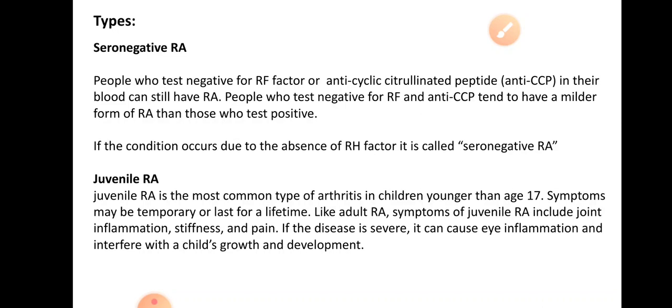Next, third type is juvenile RA. Juvenile RA is the most common type of arthritis in children younger than age 17. Symptoms may be temporary or last for a lifetime. Like adult RA, symptoms of juvenile RA include joint inflammation, stiffness, and pain. If the disease is severe, it can cause eye inflammation and interfere with a child's growth and development. So these are the types of rheumatoid arthritis depending upon the presence or absence of RF factor.